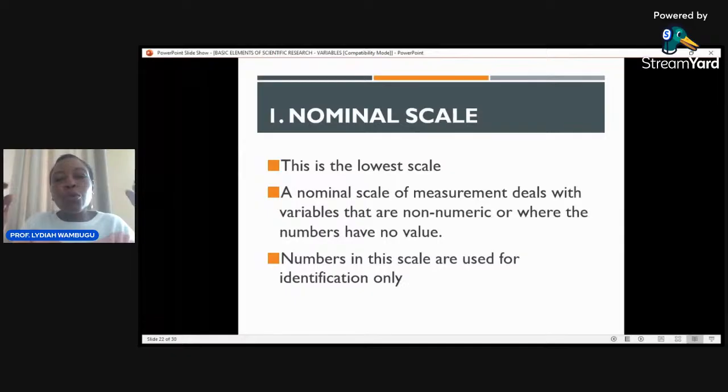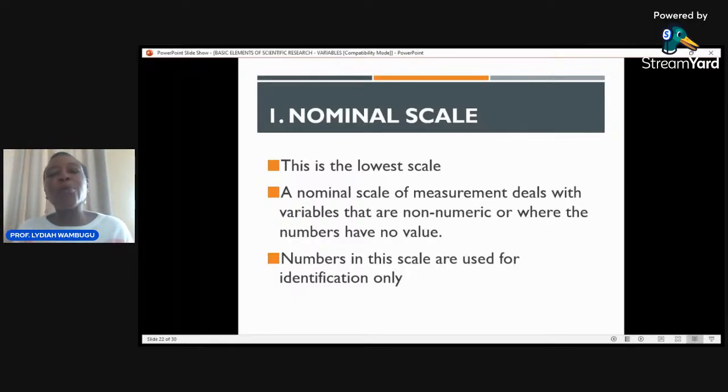If I want to determine the number of males and females in this class, I can say when I put 1, that represents females, 2 represents male. This 1 and 2 has no numerical value. It is only to identify so that when I see 1, I know they are females. When I see 2, I know they are males. I can as well interchange and say 2 is the males, and 1 is the male and 2 is the female.